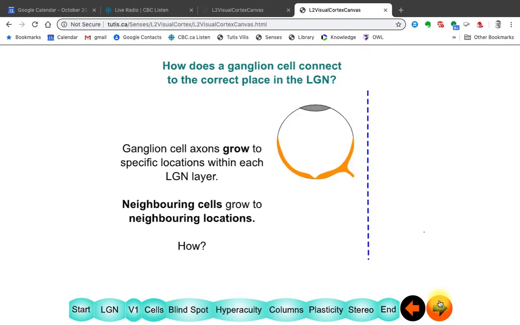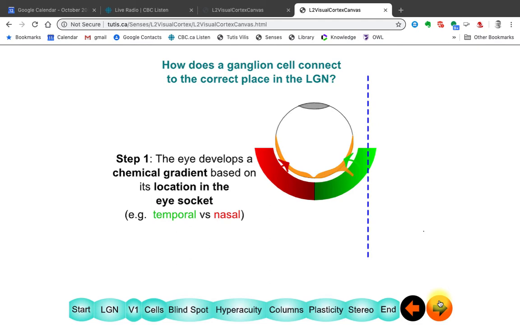How do these cells grow to the right location in the LGN? Okay, you've got a bunch of ganglion cells, and they leave along the optic nerve, and they have to get to the right part of the structure, and the way they do that is by something like a chemical gradient. And a chemical gradient first develops on the socket of the eye, okay? So sort of along the head.